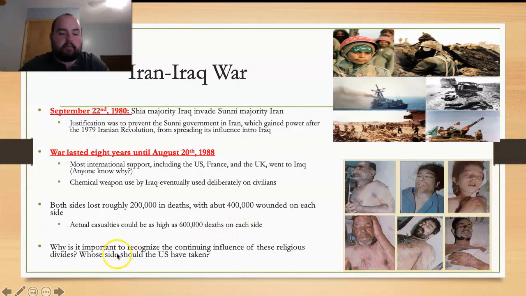And what side do you think the United States should have taken in this war? Very similar to some of the African dictators we've discussed, for example. Did the United States make the right choice in supporting Iraq in this war?